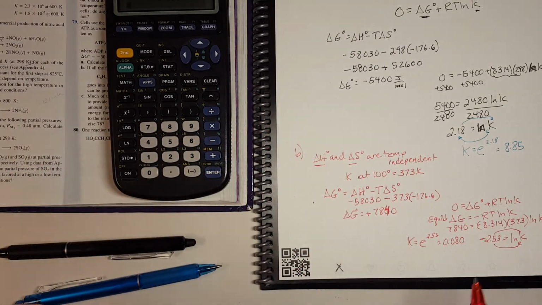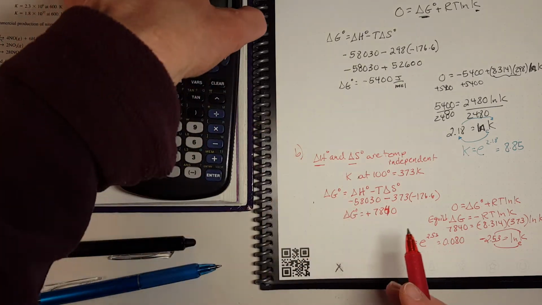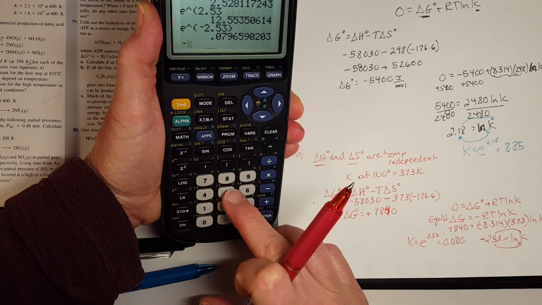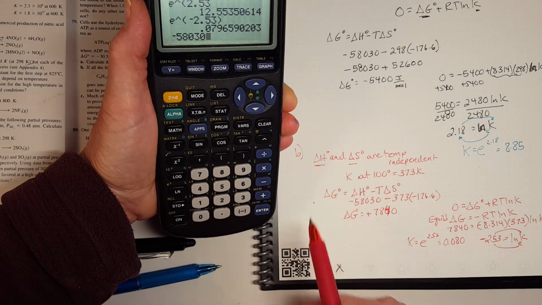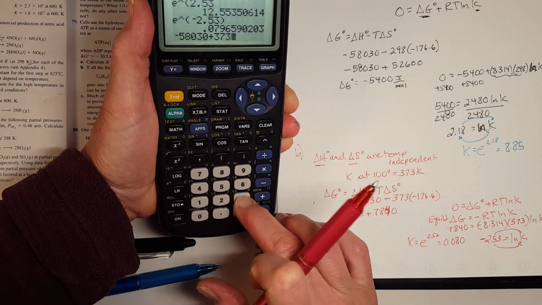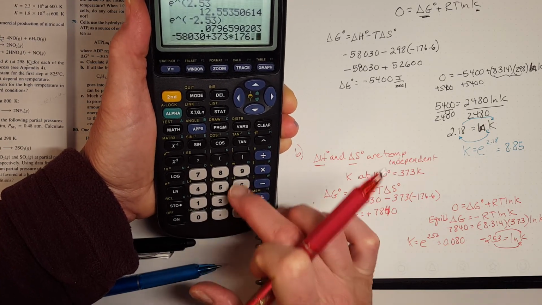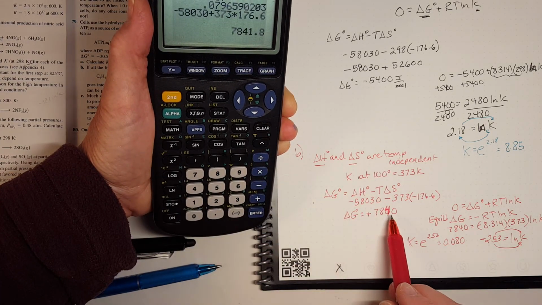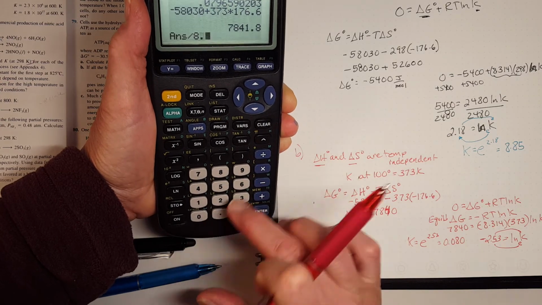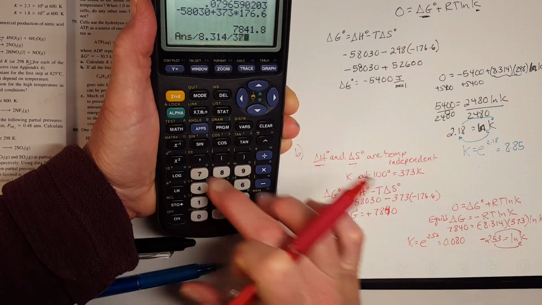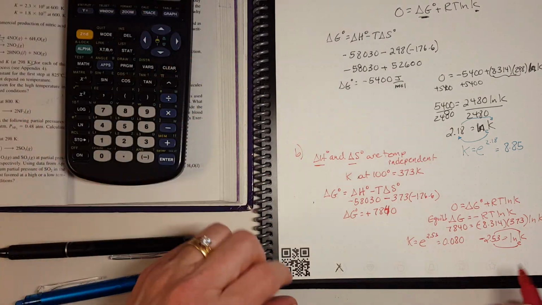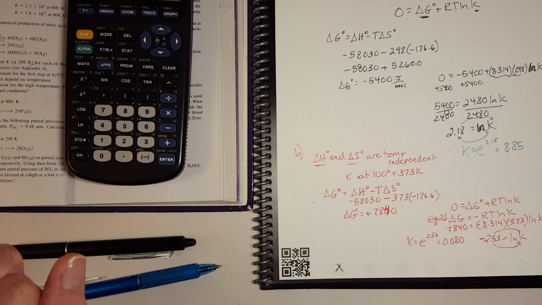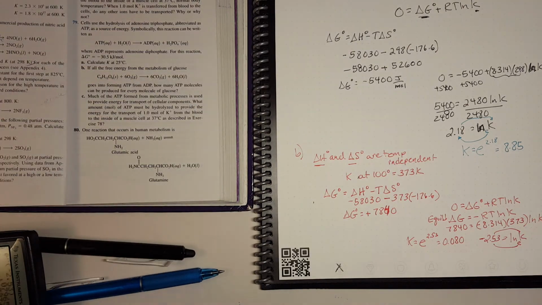Okay, I've got to double check here. I'm just going to double check this number because I thought it was going to be off by a factor of 10. 58,030 plus 373 times 176.6. Okay, divided by 8.314 divided by 373. Okay, 0.080, and that would be your K value. Okay, so that's 61. Let's take a look at 63. We have two more.